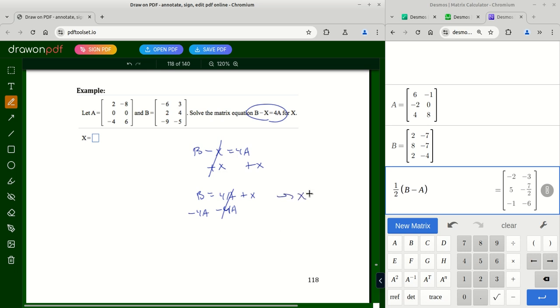And so then I got x is equal to b minus 4a. There's a few ways to solve it, but as long as you do that, put them back in, get the answer.